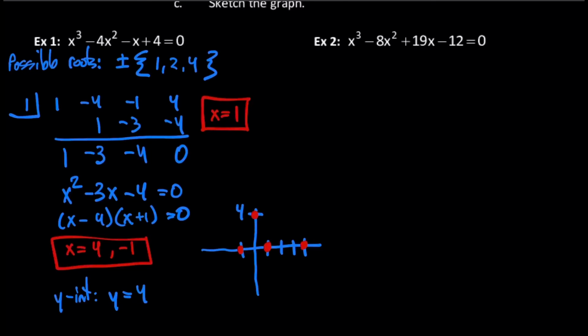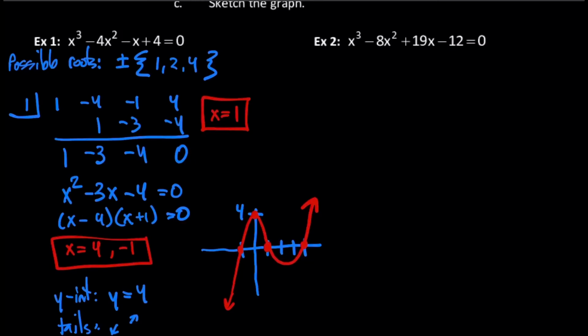What do you know about your tails? Tails, I notice it's odd and it's positive. Positive odd. So it's going to look like this. All right, so now I need to sketch it through. I don't have any double roots. I don't have any triple roots, so it's going to pass through every time. There you go.